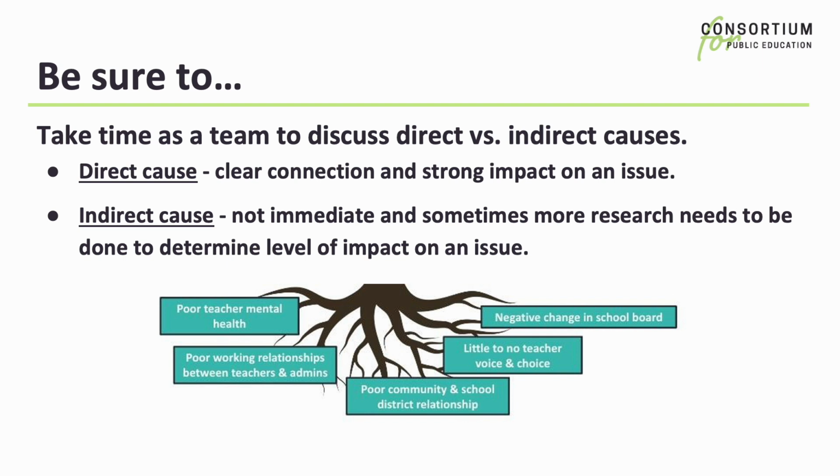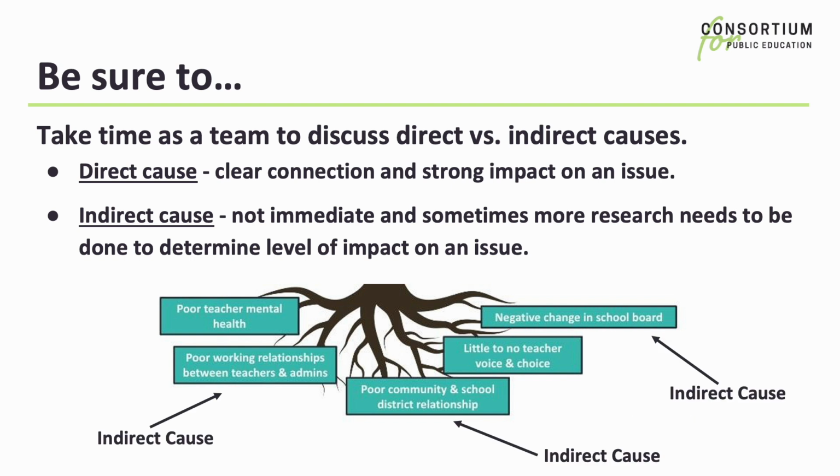For example, in our system, poor teacher mental health and little to no teacher voice and choice have been identified as direct causes. However, poor working relationships between teachers and administrators, poor community and school district relationships, and a negative change in the school board have been identified as indirect causes. Every direct and indirect cause is really subjective and needs to be determined by the team that is running the analysis, and will be different for different systems.